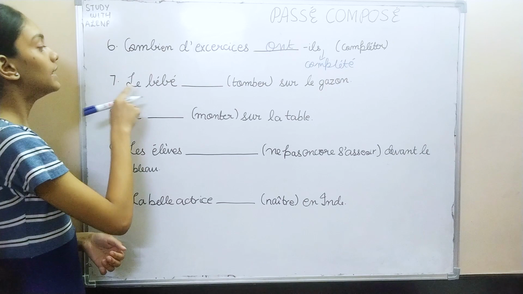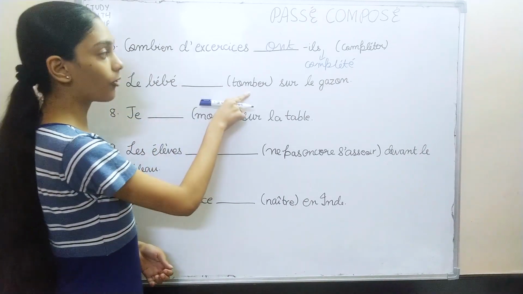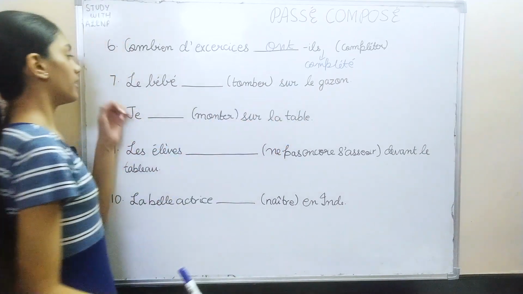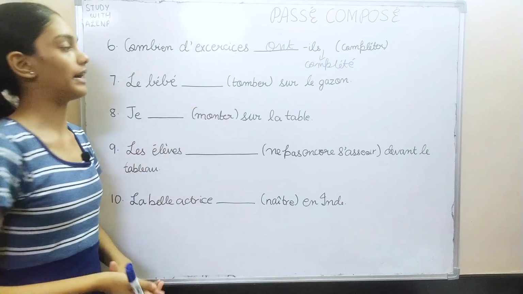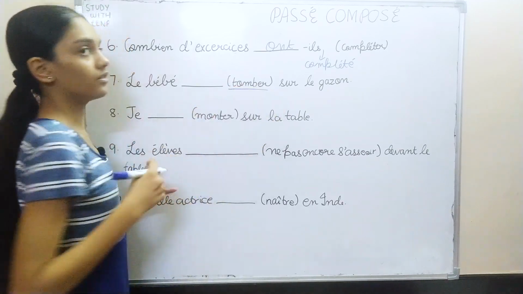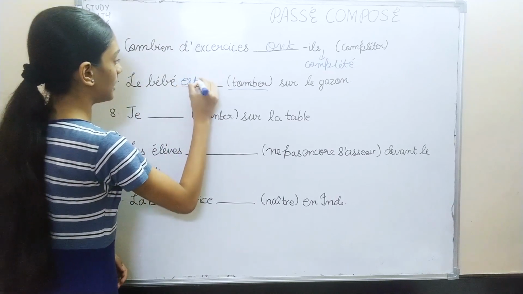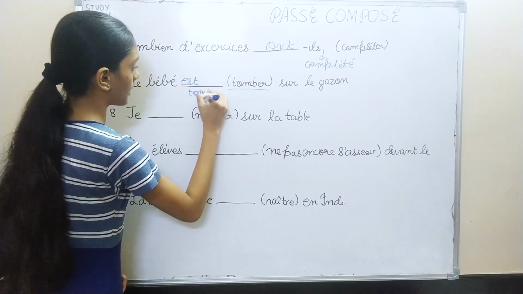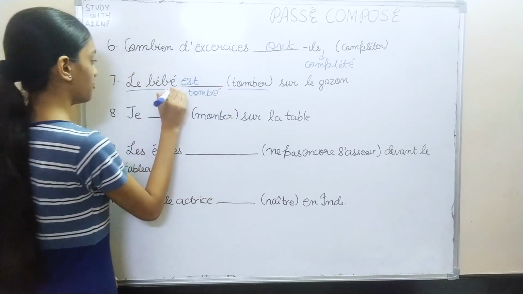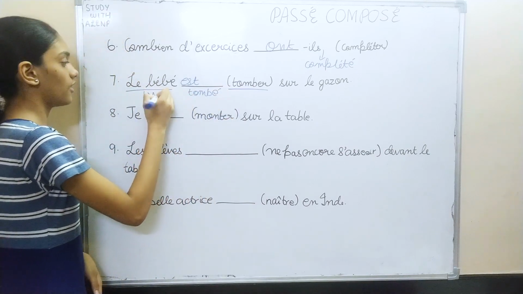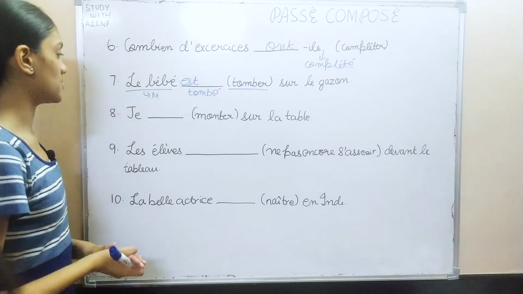Seventh question, le bébé dash tombé sur le gazon. The baby fell on the grass. So tomber will be conjugated with être. So le bébé est tombé. And since our subject is masculine, we don't have to do any accordance.